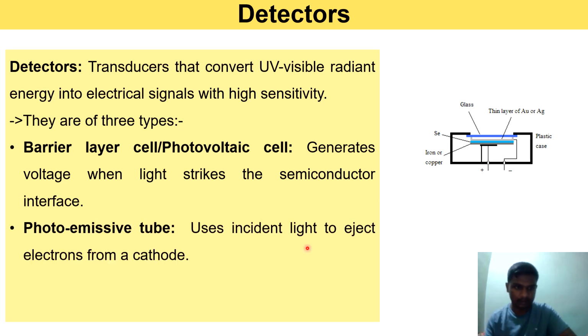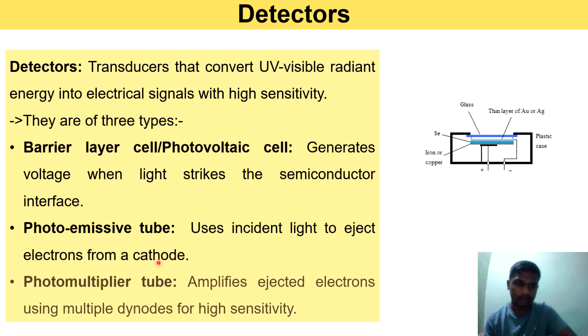The next is the photoemission tube. It uses incident light to eject electrons from a cathode. Next is the photomultiplier tube. It amplifies ejected electrons using multiple dynodes for high sensitivity. Dynodes have the property of emitting more than one electron when struck by a single electron. They serve as an electron multiplier through secondary emission.